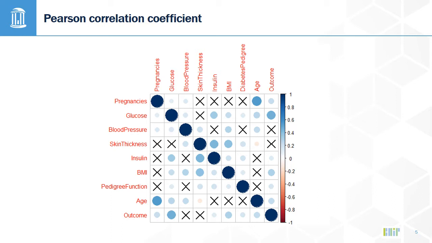A p-value can also be calculated for each individual correlation to determine if it is statistically significant. In general, a p-value of less than 0.05 is considered statistically significant. In this visualization, all correlations with a p-value greater than 0.05 are marked with a black X, indicating that they are not statistically significant.